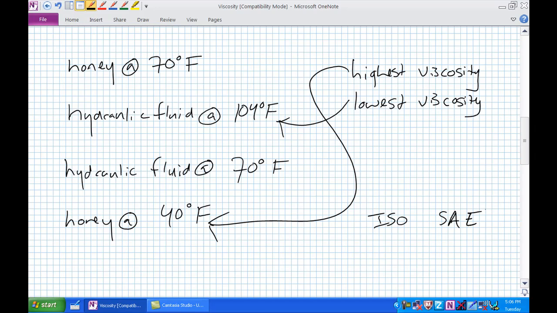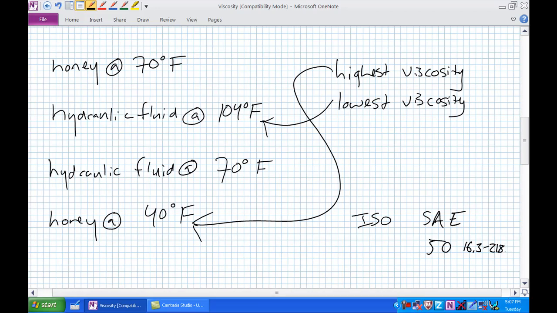I want you to be aware, you're just going to basically look them up in a table. Let's say an SAE grade 50. It's not really a 50, a substance with a viscosity of 50. What that's saying is that substance has a viscosity from 16.3 to 21.8 Saybolt universal seconds. Okay, so viscosity range.